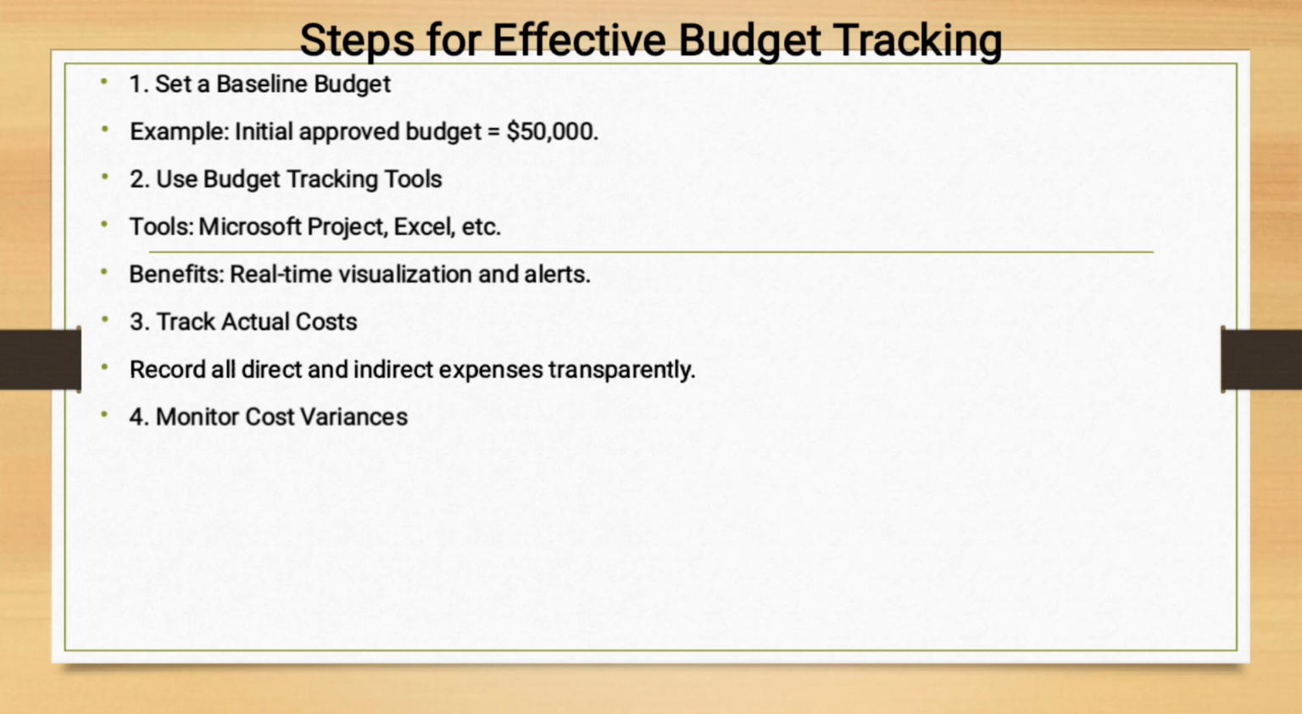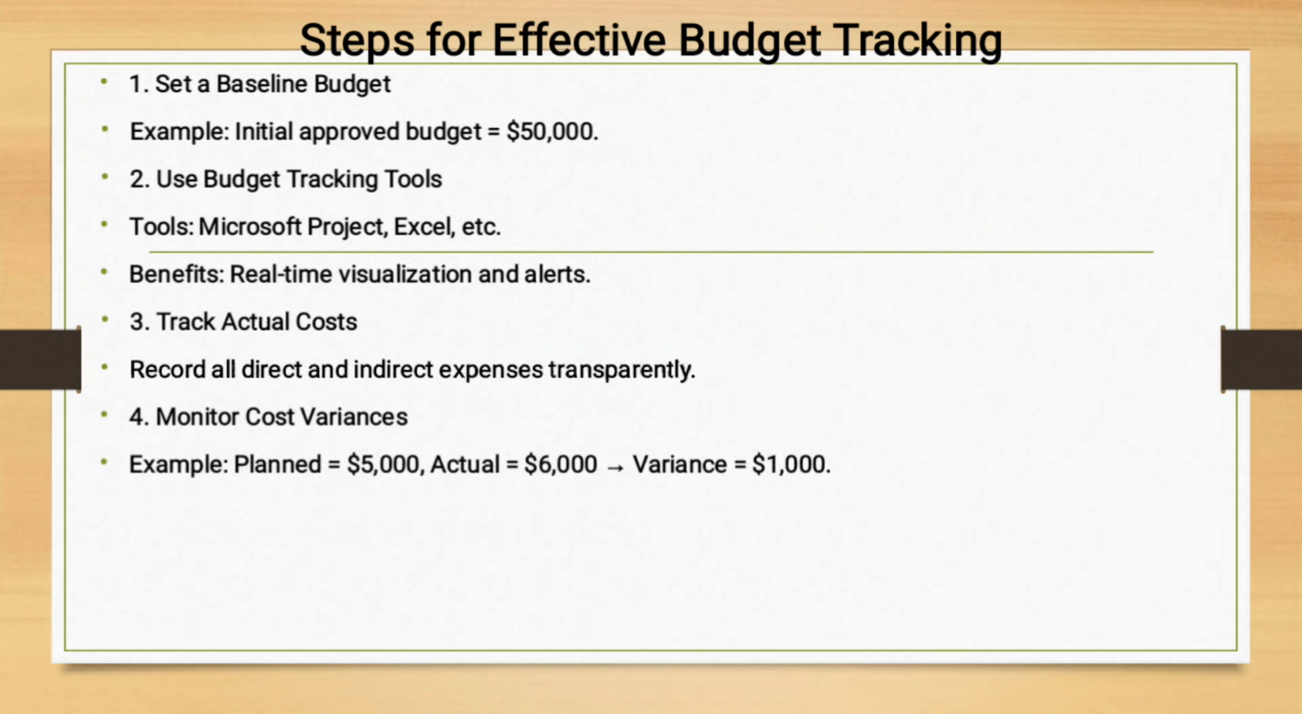Another step is that you need to monitor cost variances. On this one, you should subtract the planned from the actual amount of money. For example, you plan that you are going to spend $5,000, but the actual amount that has been spent is $6,000. That means the variance there is $1,000. That difference, when you subtract the two, is the cost variance.